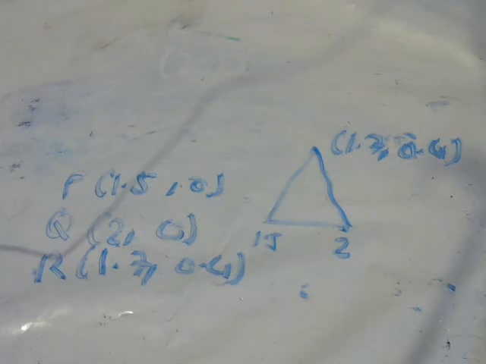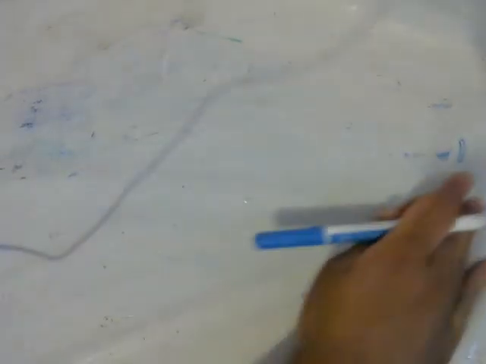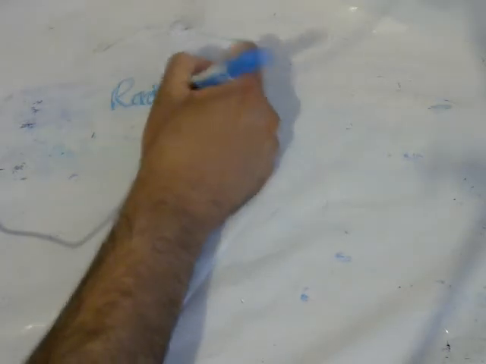Find the equation of the tangent to the circle at the point P. Okay, so this is a little bit more interesting. I'm going to give you the method for it, so you can try this. The first thing you're going to do is find the equation of the radius at P.